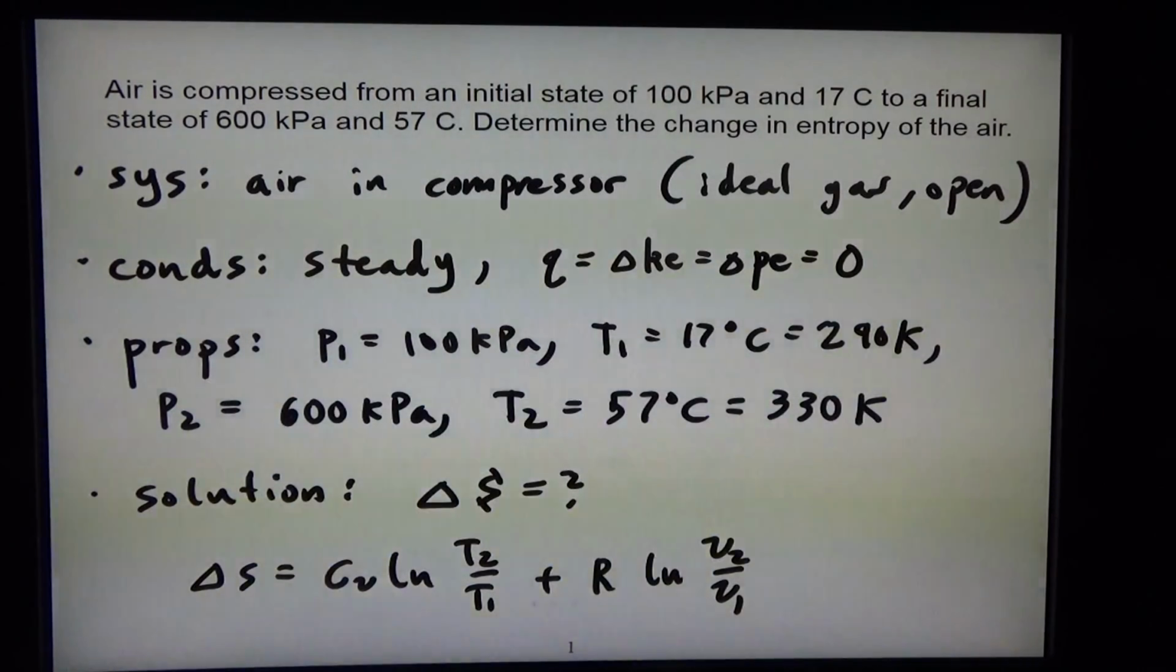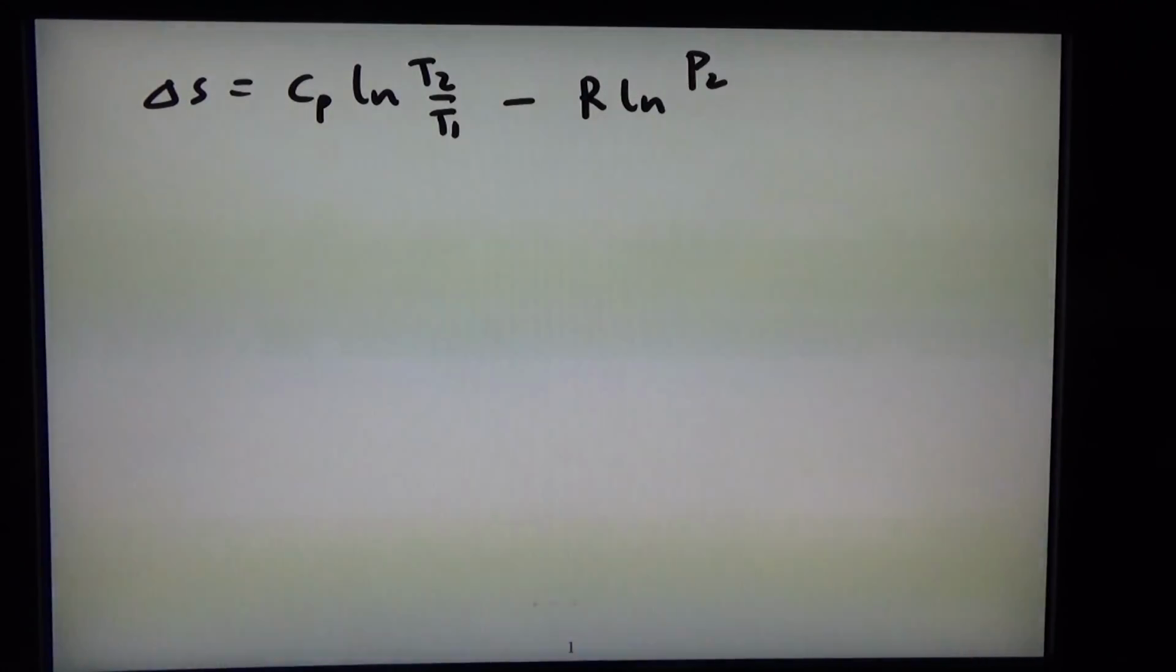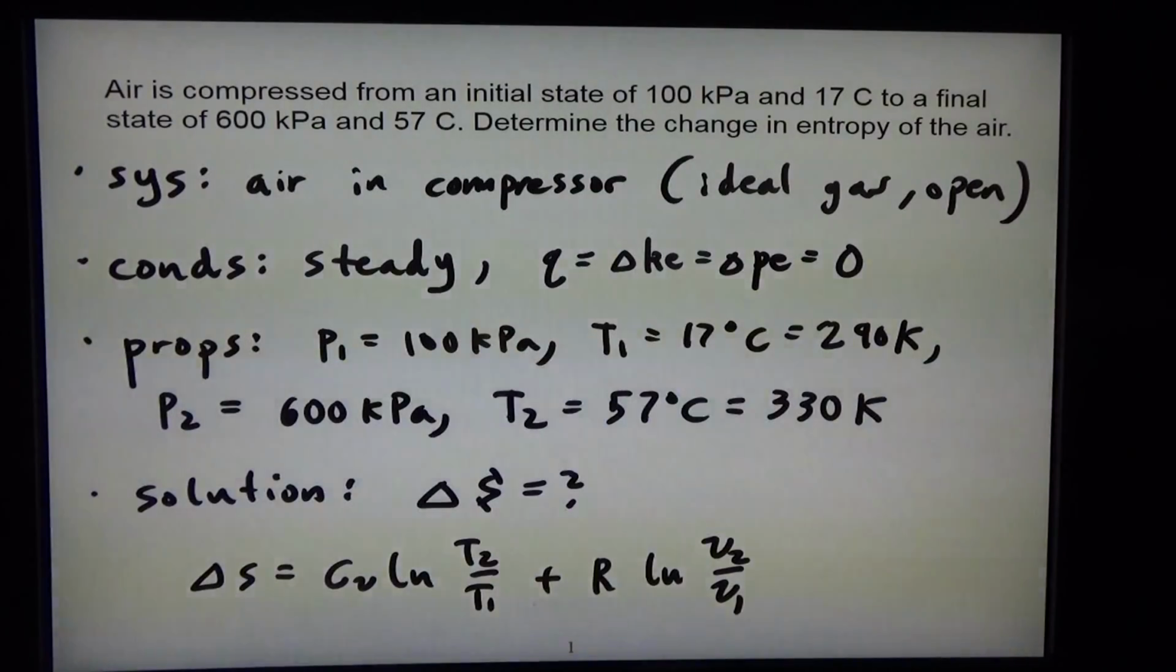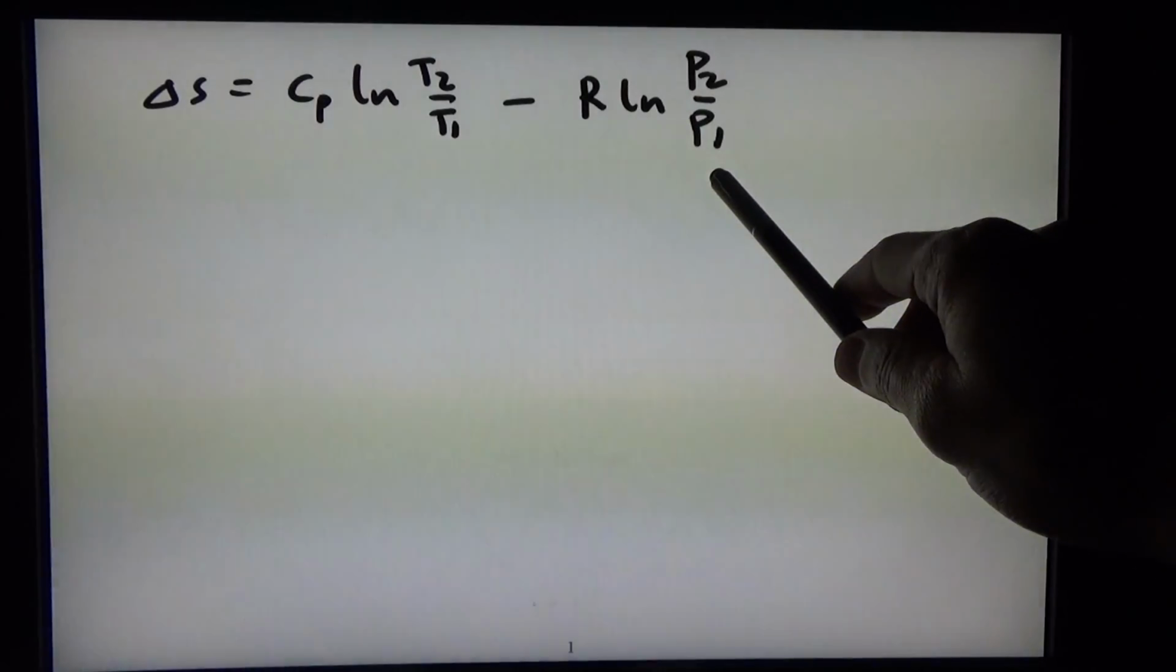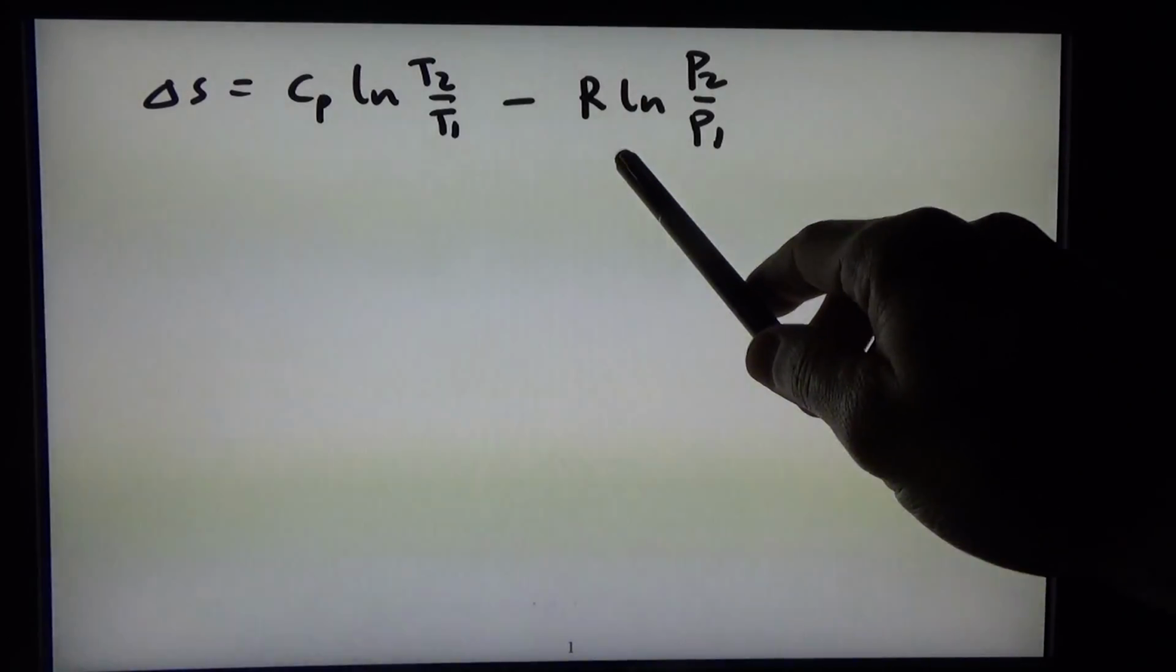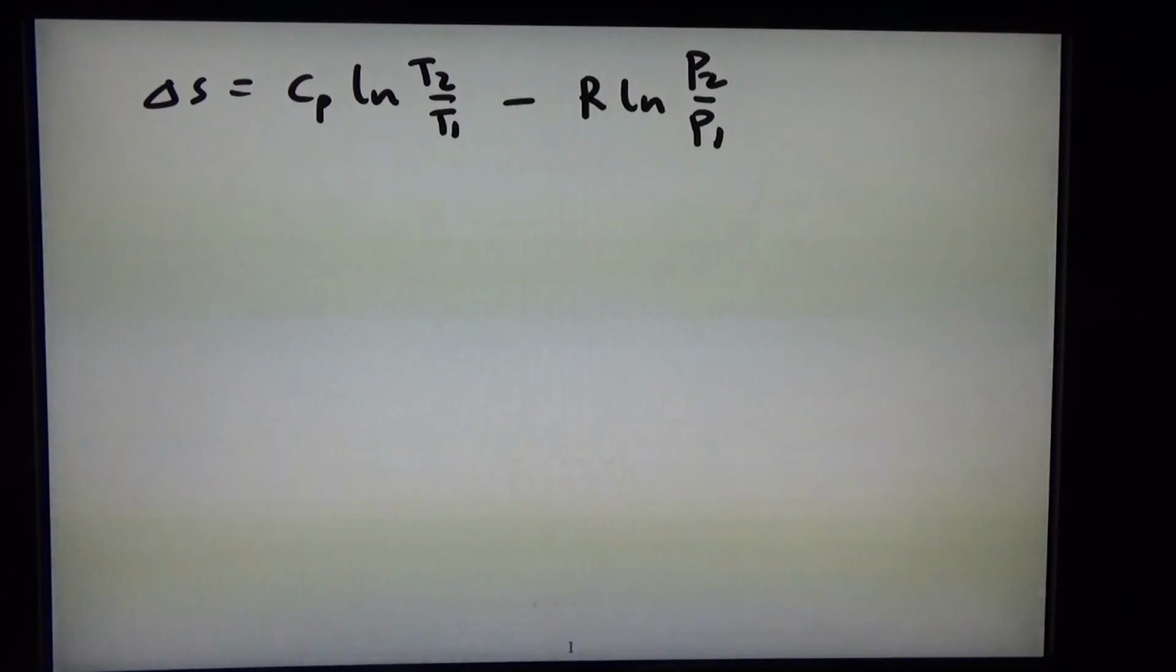The other equation we have is delta S is equal to C sub P natural log T2 over T1 minus R natural log P2 over P1. Now we can use either one of these equations at our discretion. We just want to use whichever one is simpler for what we know. In this case, we know the initial temperature and pressure, and we know the final temperature and pressure. So pretty much everything in this second equation is known except for R and C sub P.